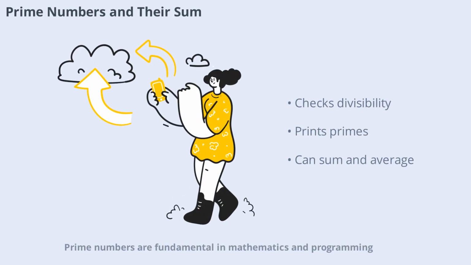Prime numbers are fundamental in mathematics and programming. This program prints all prime numbers up to 100, and you can extend it to calculate their sum and average. It checks each number for divisibility and prints those with exactly 2 divisors. Understanding this logic is key for many algorithmic problems.